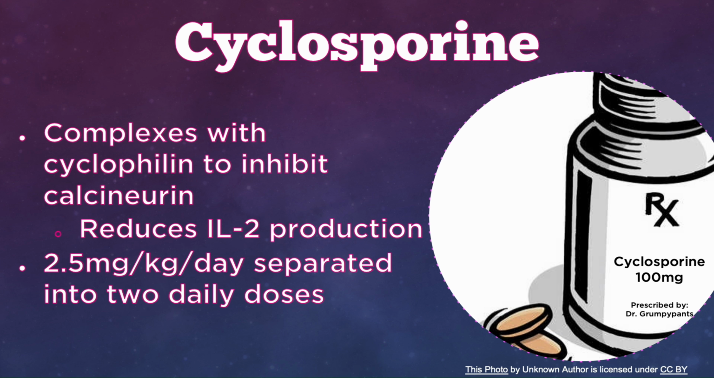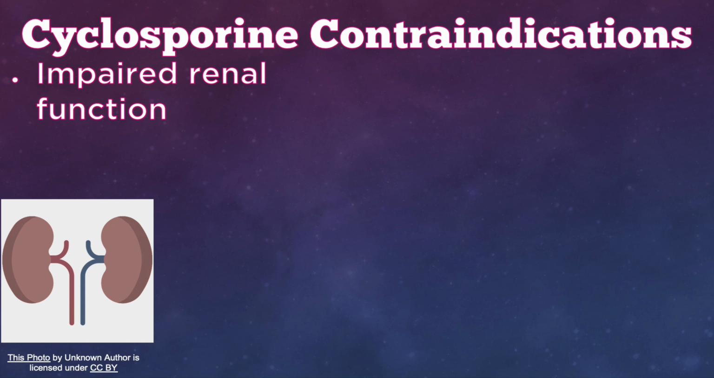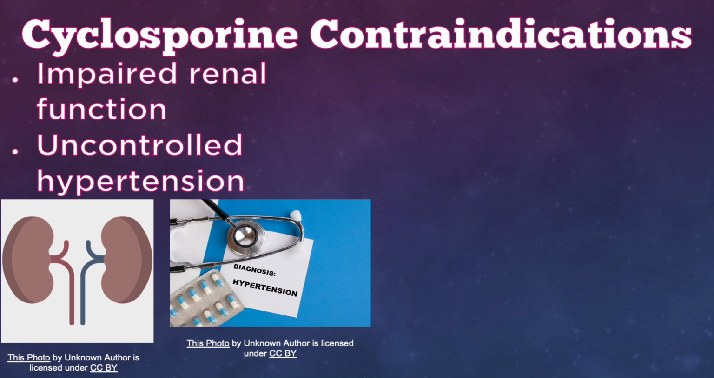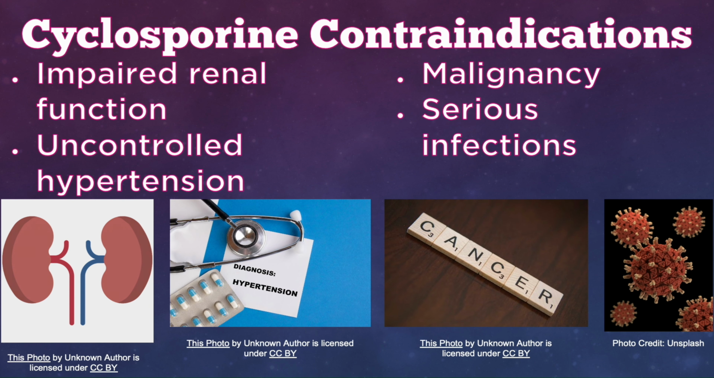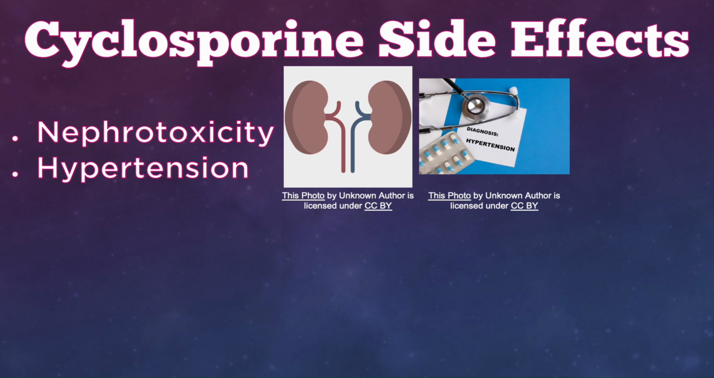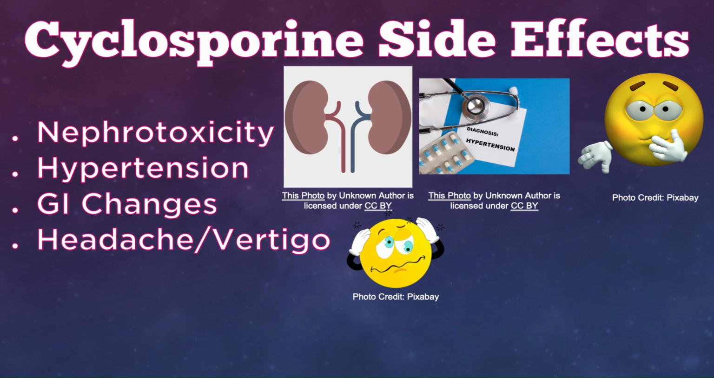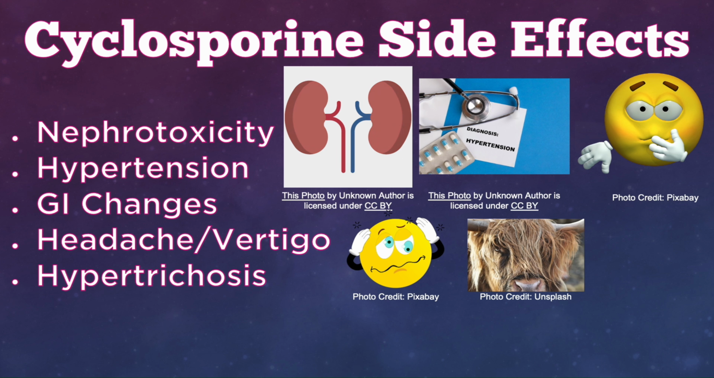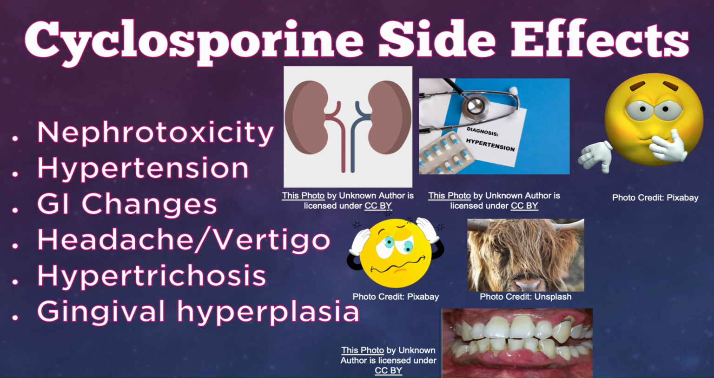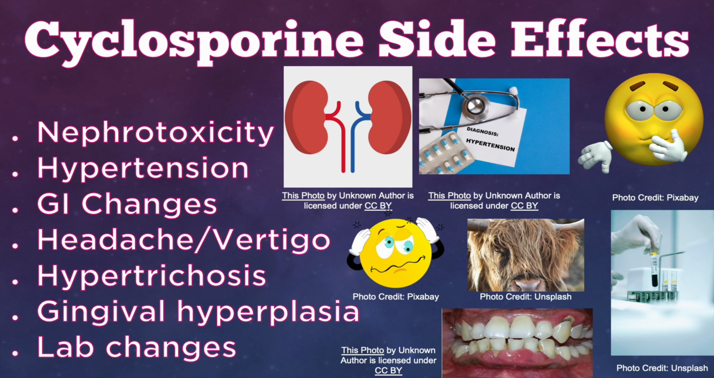It is usually started at 2.5 mg per kg per day, divided into BID dosing. Cyclosporine is contraindicated in patients with impaired renal function, uncontrolled hypertension, malignancy, and serious infections. Side effects include nephrotoxicity, hypertension, GI changes, headache and vertigo, hypertrichosis, gingival hyperplasia, and lab changes.